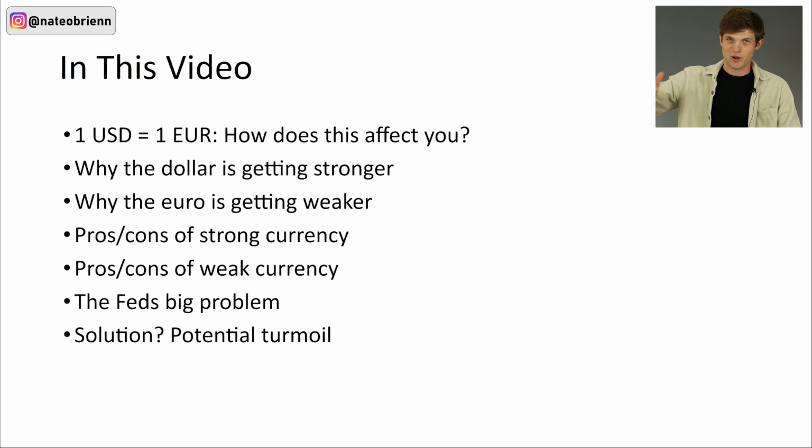So here's what we're talking about in today's video. First of all, we're going to talk about the parity. How does this affect you? We're talking about what makes the dollar stronger, what has been making the euro a lot weaker, what specifically has affected that. We'll talk about Germany, their fuel prices, all kinds of other problems, the war with Russia and Ukraine, and then the pros and cons of strong and weak currencies, the big problem that the Fed is facing, and then my opinion on this, sort of what I think is going to happen in the future. Is the dollar going to continue to get stronger, and all of that fun stuff. Okay, so let's get into it here.